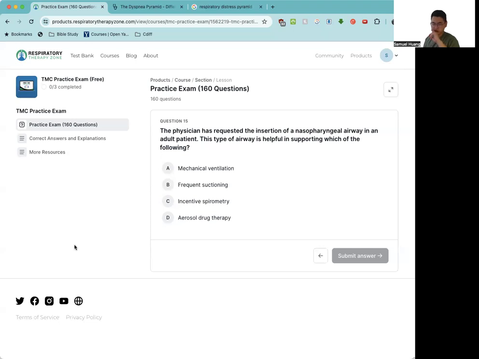So I think this has to do with frequent suctioning, because then you don't have to reinsert a suction into the nose every time you need to suction. You can just insert it through the airway. There will already be a patent airway for you to go into. So patients need to have an intact gag reflex.